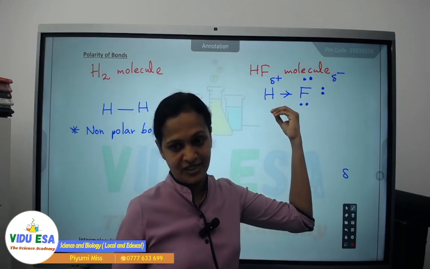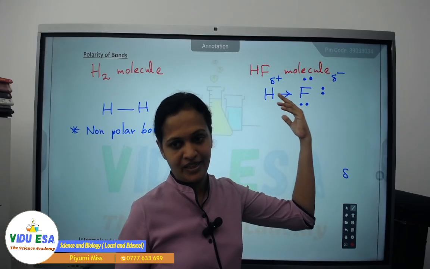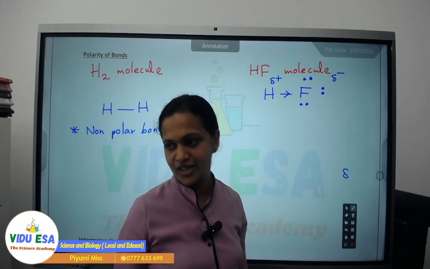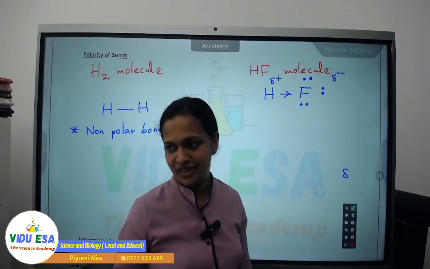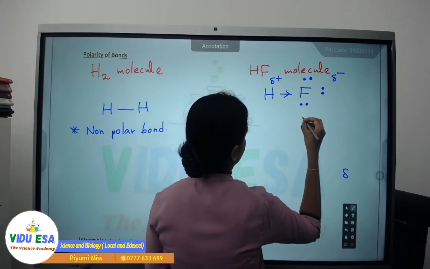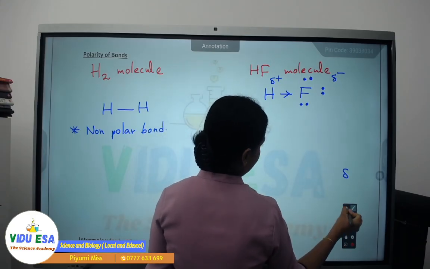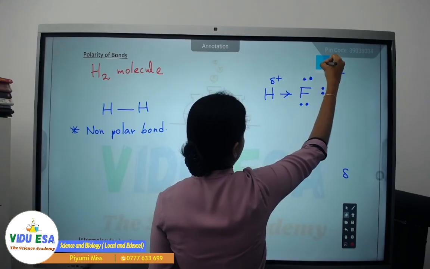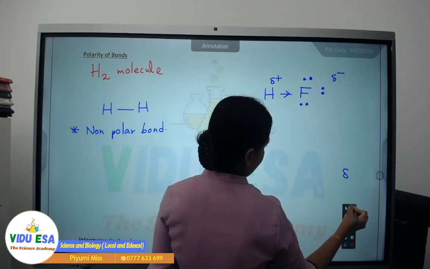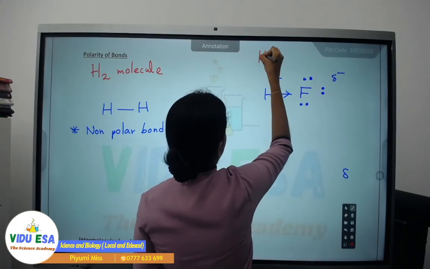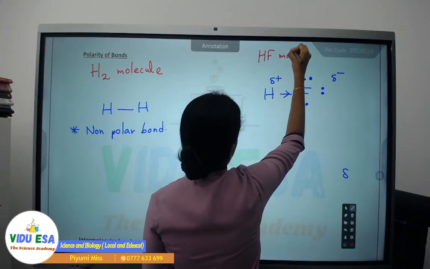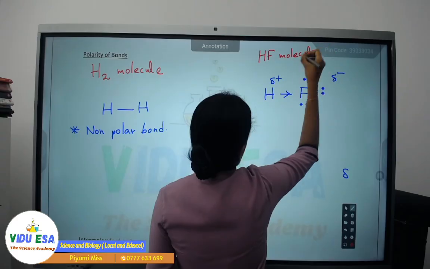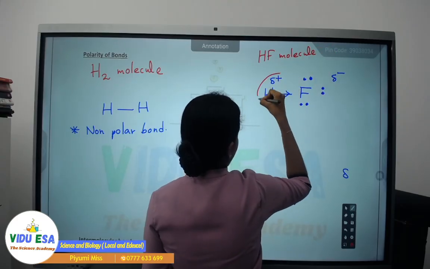From hydrogen, since the electrons are repelled, it gets a slight positive charge. Now what happens? The electron distribution becomes asymmetrical. That means now the electrons are distributed something like this.